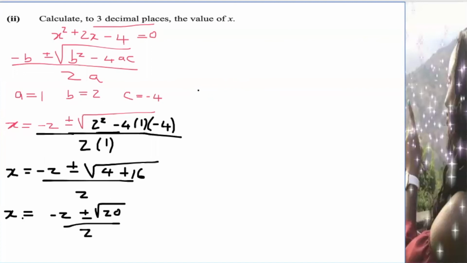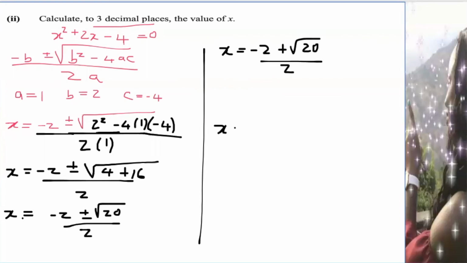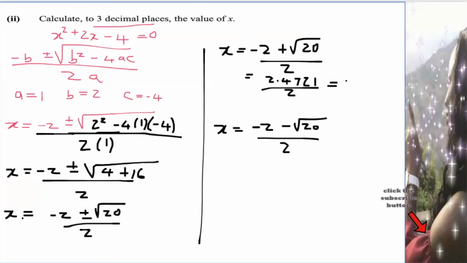Now I'm going to separate this. So this is the same as x is equal to minus 2 plus root 20 over 2, or x equal minus 2 minus root 20 over 2. So what I'll do for the first part, you will put minus 2 plus root 20 into your calculator. So that will give me 2.4721. Now I divide it by 2. I will get 1 point, remember it's 3 decimal places, so 236.